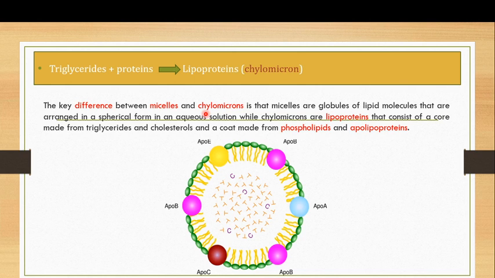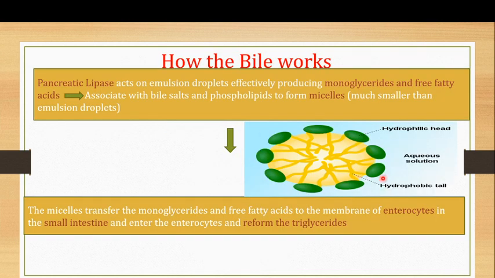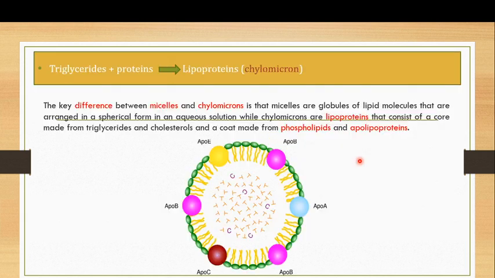So the key difference between the micelle and the chylomicron is that the micelle is a globule of lipid molecules that are arranged in a spherical form in an aqueous solution. As you can see over here, the micelle has a hydrophilic head which will be towards the aqueous solution, and it has the hydrophobic fat molecules which are inside this structure. So they make this spherical structure in the aqueous solution, with the hydrophilic head being exposed to the aqueous solution, while the hydrophobic part is present inside this structure.